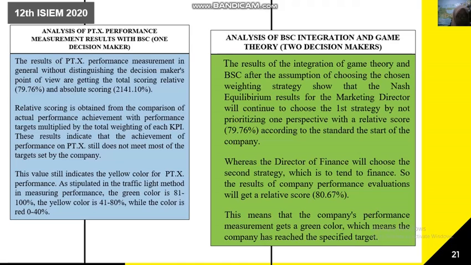Analysis of PTX performance measurement with balanced scorecard and one decision maker. The result of PTX performance measurement with one decision maker is 79.76% for the relative scoring and 21.41 for the absolute scoring. It means that the value still indicates the yellow color for PTX performance.